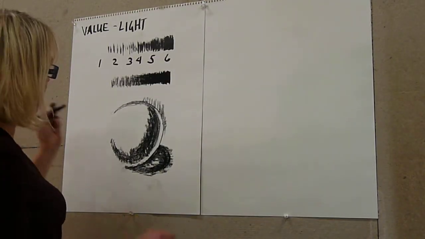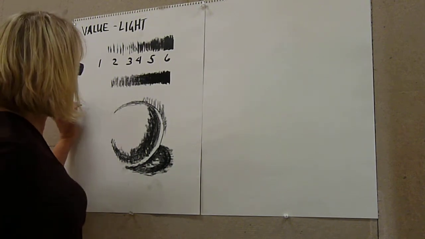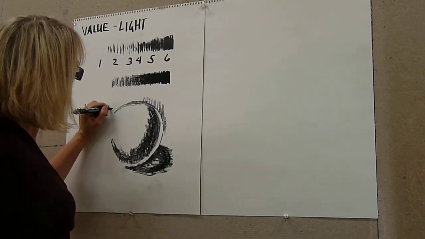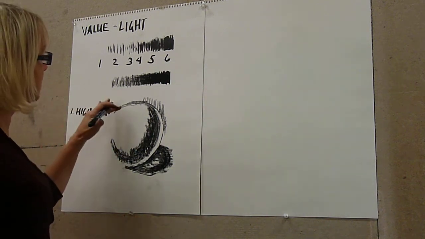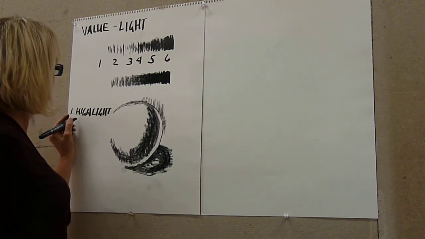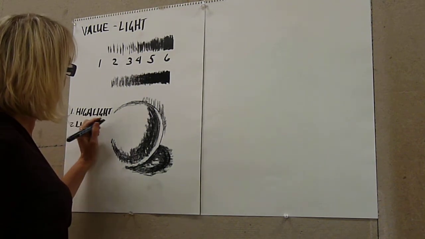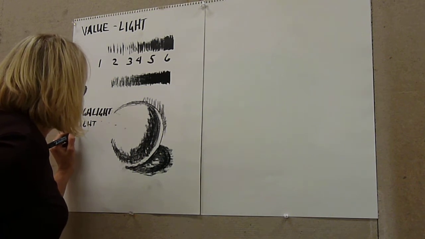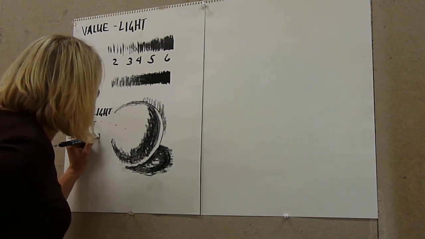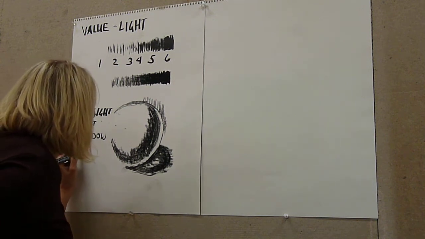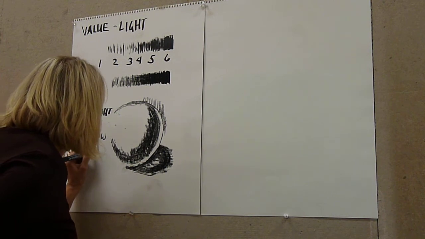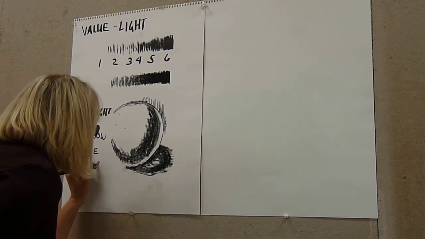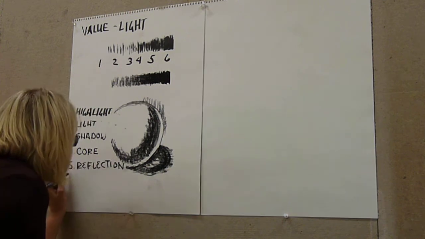As we're looking at this, we can see, and I'll build up the value just a little bit more, we have our number one, which is a highlight or a hot spot. This is where the light directly hits the object and bounces back. Number two is light. Number three is shadow. Four is the core of the shadow. Five is the reflection. And six is the cast shadow.